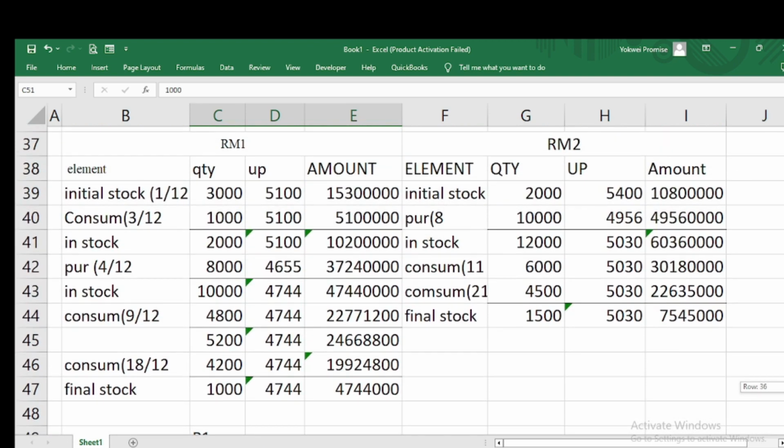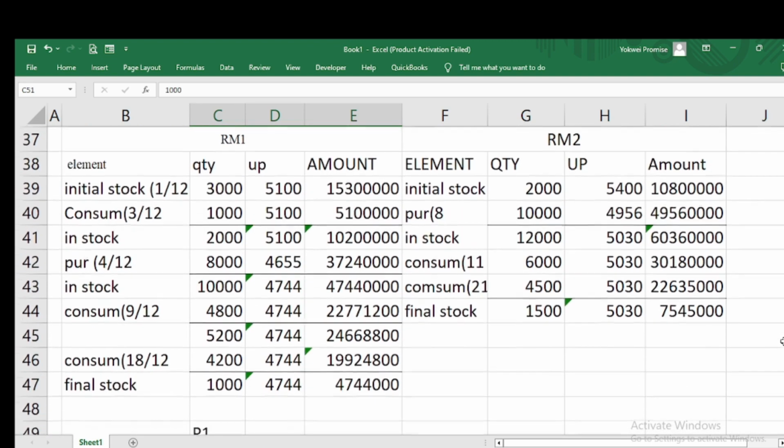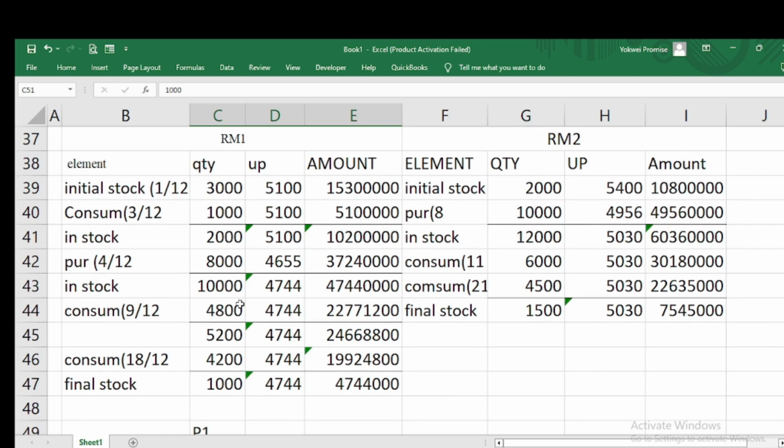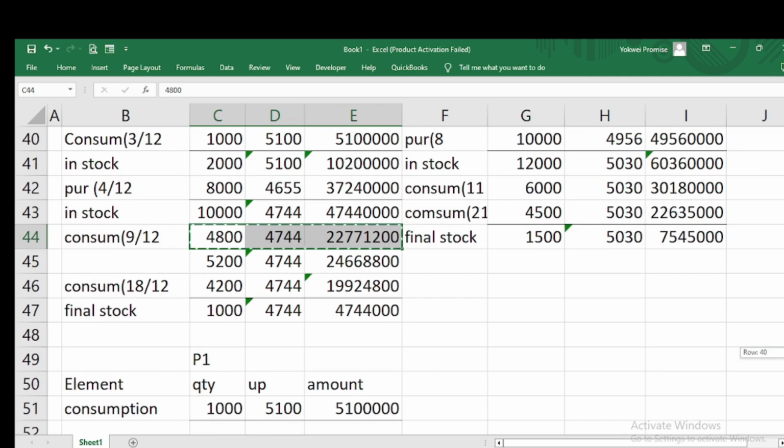So the purpose of this evaluation is for us to know the actual unit price that we'll be using. You get it, right? So this finished product P1, right? So on the 9th, there was also consumption too. They consume it. This is it. They consume 4,800 at this. Now you see this price that we are going to use in order to determine. So this is the purpose of all this.